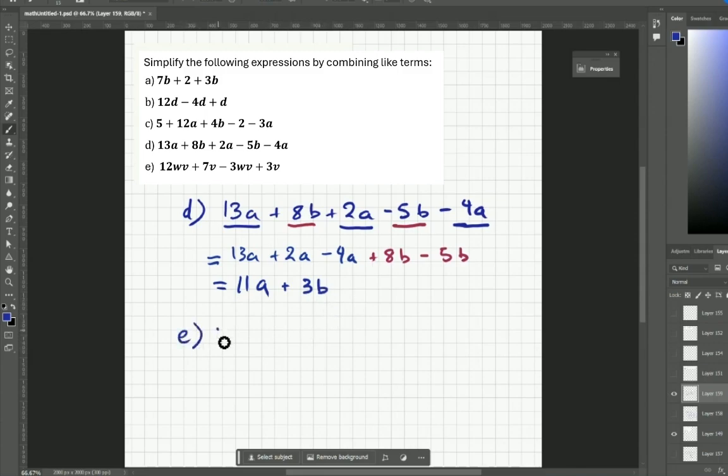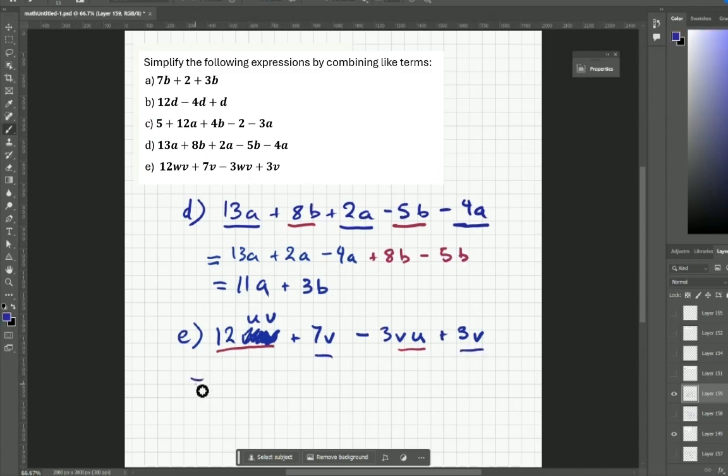If we look at E, we have 12uv plus 7v minus 3vu plus 3v. Now with this one they're trying to trick us. We know that uv and vu are the same, right? So we already know that those are like terms, and we know that 3v and 7v are like terms.